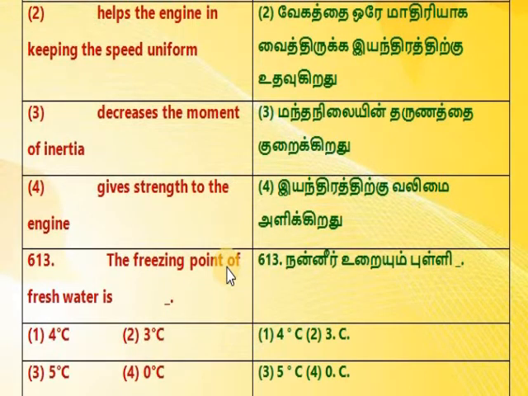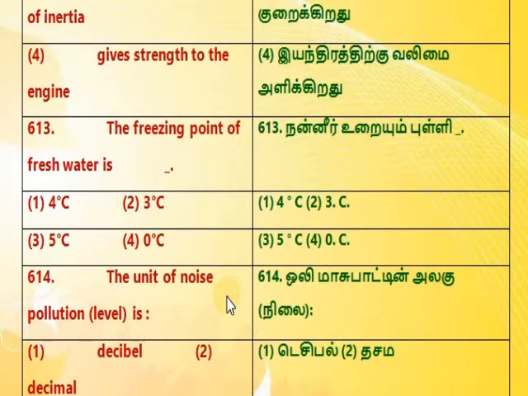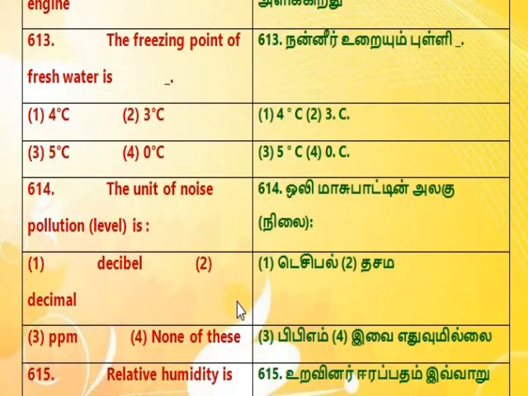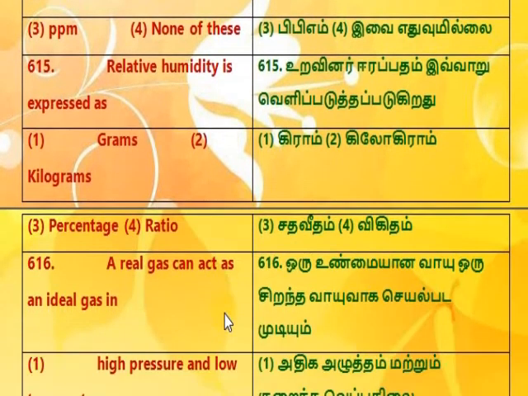613. The freezing point of fresh water is: 1. 4 degrees Celsius, 2. 3 degrees Celsius, 3. 5 degrees Celsius, 4. 0 degrees Celsius. 614. The unit of noise pollution level is: 1. Decibel, 2. Decimal, 3. ppm, 4. None of these. 615. Relative humidity is expressed as: 1. Grams, 2. Kilograms, 3. Percentage, 4. Ratio.